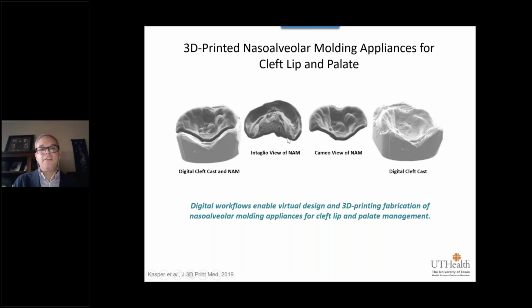So by applying a sequence of these nasoalveolar molding appliances like we see here, one could sequentially move these cleft alveolar segments together, analogous to how one is moving teeth sequentially in clear aligner therapy. And in these nasoalveolar molding applications, this cleft space could be sequentially reduced to minimize the amount of space that has to be reduced in a surgical repair of the cleft for these patients.